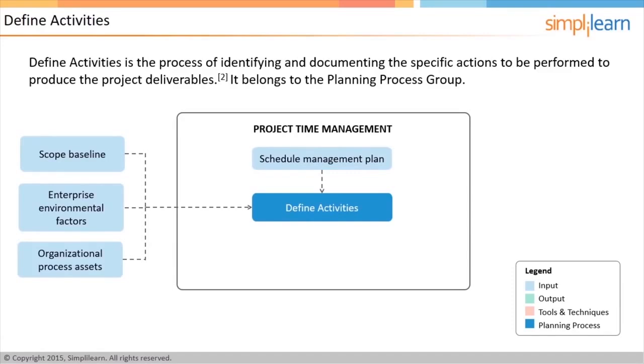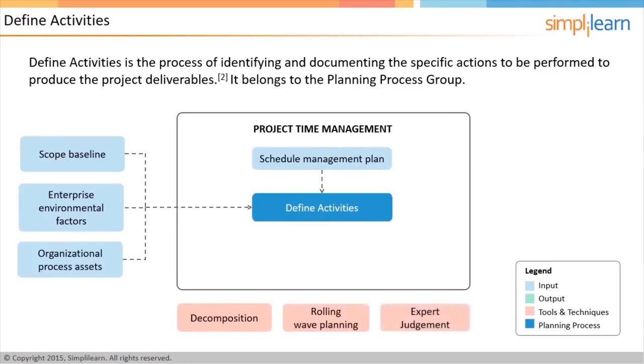The tools and techniques used in defining activities are decomposition and rolling wave planning. The last technique is expert judgment, where the experience of project team members is used in developing detailed activity lists. The outputs of the process are activity list, activity attributes, and milestone list.